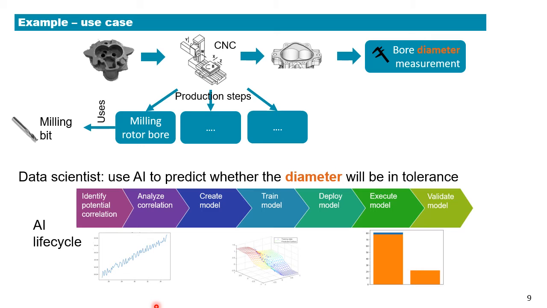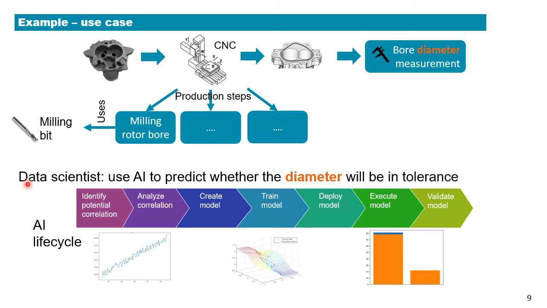As an example, consider the milling of a compressor housing on a CNC machine with a specific sub-step of milling a rotor bore. For this, we use a certain milling bit, and in the end, the bore diameter is being measured. The data scientist might be asked to create an AI model which is able to predict whether or not the diameter of the bore will be within tolerance.